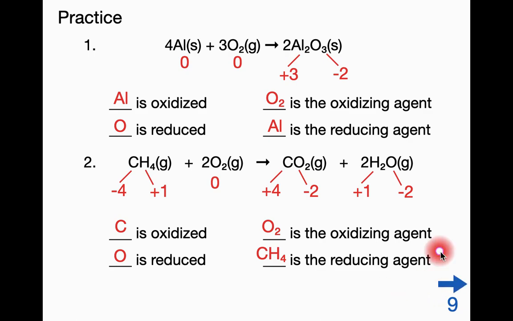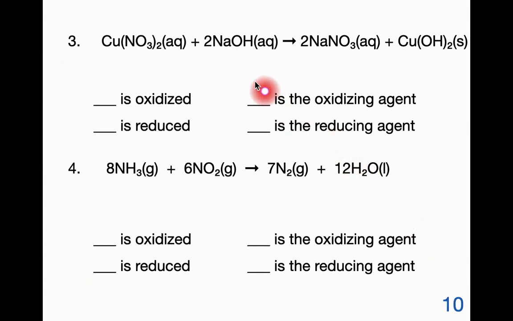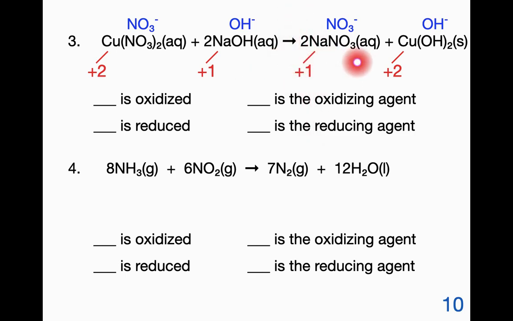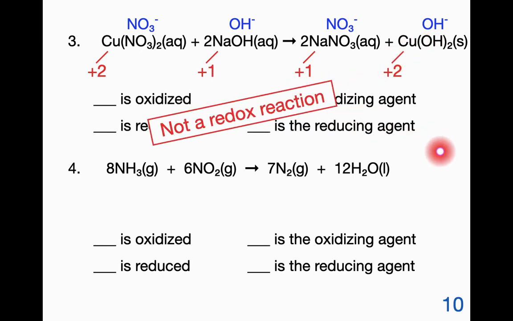Okay, let's do a few more. Now for this one, notice that we have nitrate on both sides and hydroxide on both sides. If you see that something is exactly the same as it was on both sides, you don't need to stop and determine the oxidation state because you know nothing changed. Now for the metals, copper is a +2 on both sides. Sodium is a +1 on both sides. So nothing changed. If none of the oxidation states changed, then it is not a redox reaction.